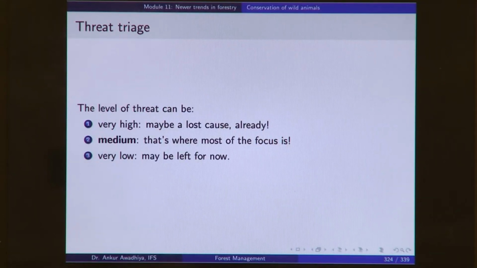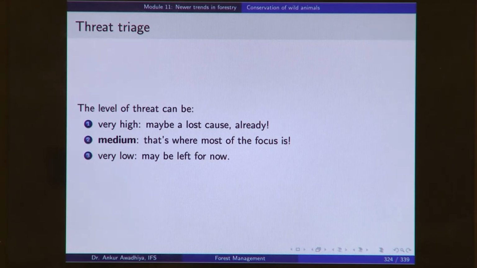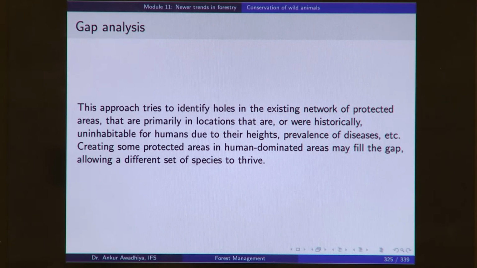Now, typically the level of threat that we are targeting is a middle level of threat, because if it is very low threat, then probably you do not need a sanctuary or a reserve, and if the threat is very high, then probably even the construction of a sanctuary is not going to help that situation, or in the time that it will take to construct the sanctuary, the area will already be lost. We also looked at gap analysis, which identifies holes in the existing network of protected areas.